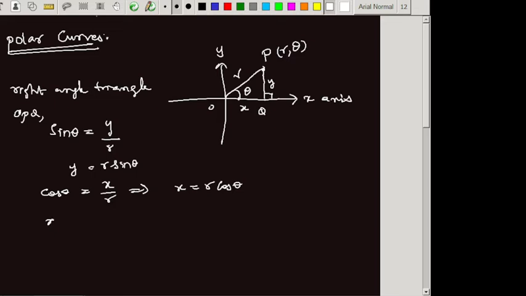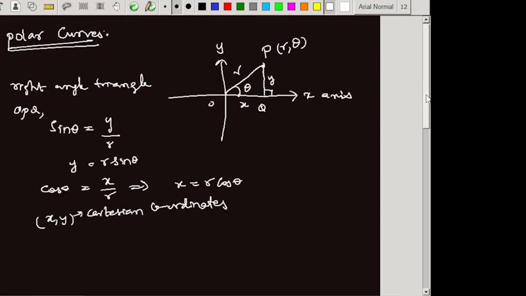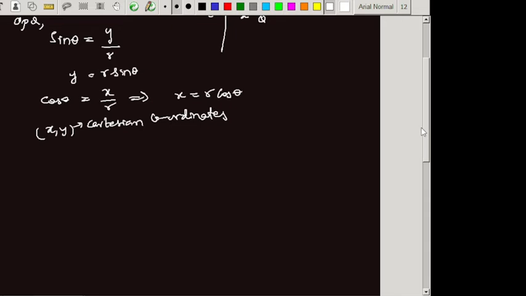So here x and y are Cartesian coordinates. And this x and y is expressed in terms of r and theta. x is r cos theta, and y is r sin theta, which is nothing but polar coordinates.